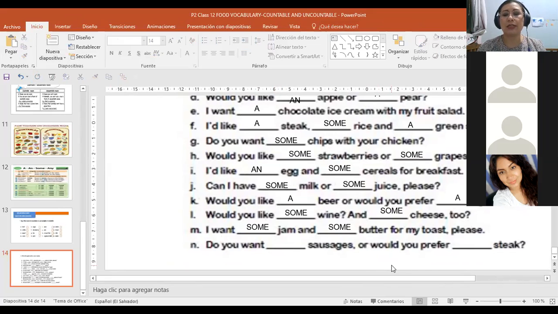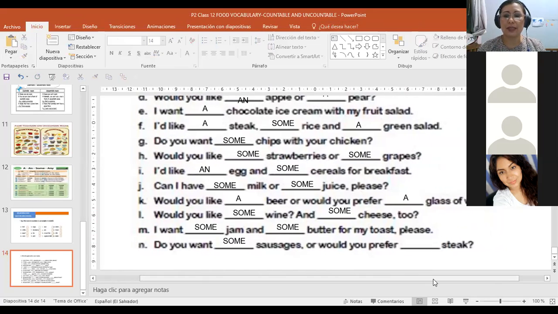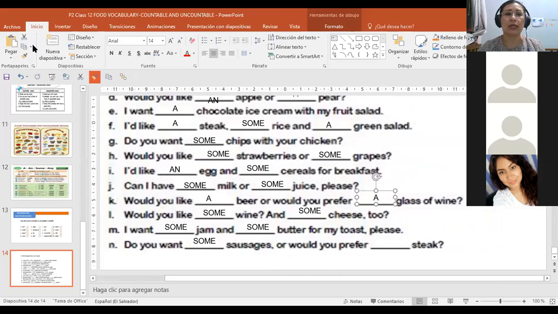Do you want some sausages? Ahí es plural, ¿verdad? Entonces también podemos usar some sausages, or would you prefer a steak? A steak, ¿verdad? Porque eso sí lo podemos contar, uno. Okay, is it clear? Or is it a little bit confusing?